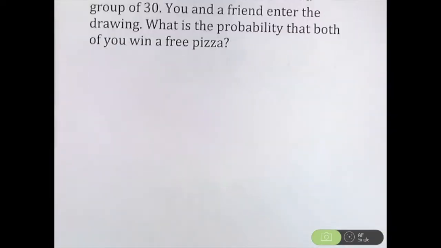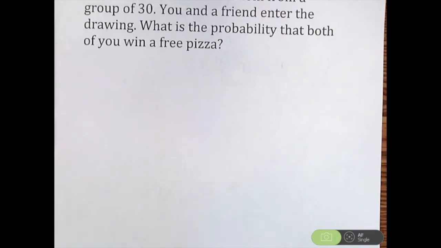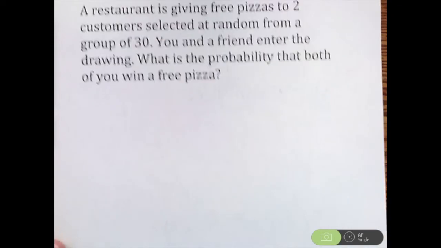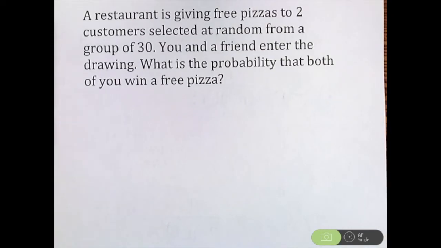All right, one more example. A restaurant is giving free pizzas to 2 customers selected at random from a group of 30. You and a friend enter the drawing. We want to know, what is the probability that both of you win a free pizza?